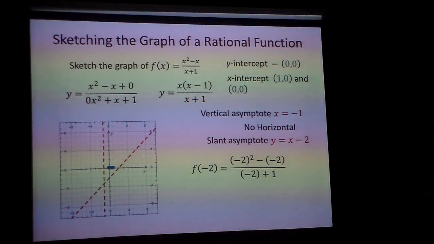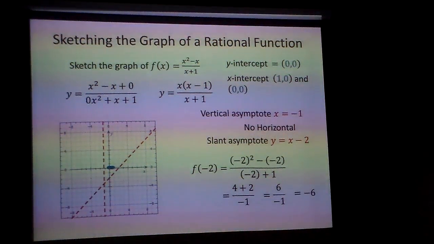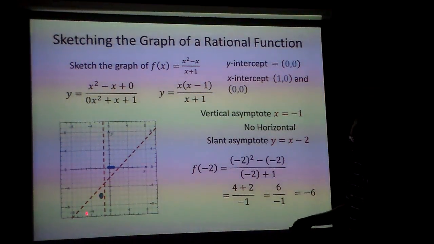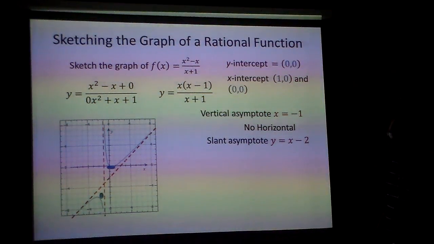So I'm going to plug negative 2 in. Negative 2 squared is 4. Negative minus negative 2 is plus 2. That's negative 2 plus 1 is negative 1. Actually, I have 6 over negative 1, which makes it negative 6. So at negative 2, I have a point at negative 6. Negative 6 is right there. So this one's going to slant in that curvy area there. Down like that. So your graph looks like that.